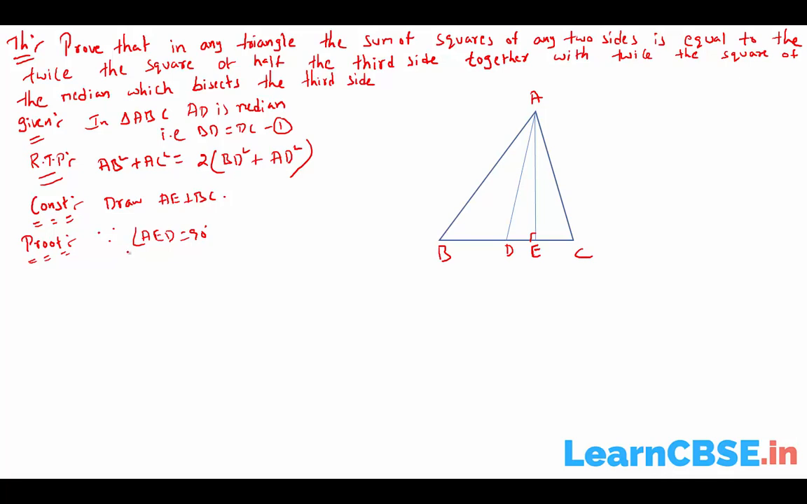Now, thus angle ADB results in triangle ADB being an obtuse angle triangle. See, in triangle AED this is the right angle, so this may be some acute angle. Now what about this angle? It is the exterior angle for the triangle, which is the sum of opposite interior angles, that means 90 plus some acute angle, obviously greater than 90, so it is an obtuse angle. So I can say that triangle ABD is an obtuse angle triangle.